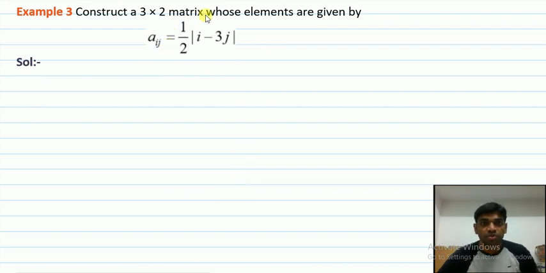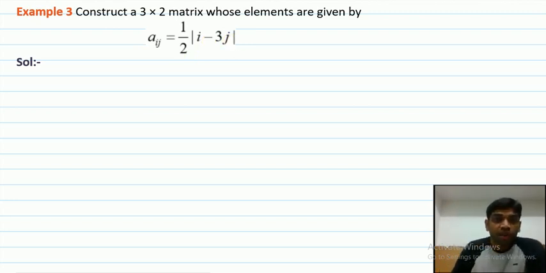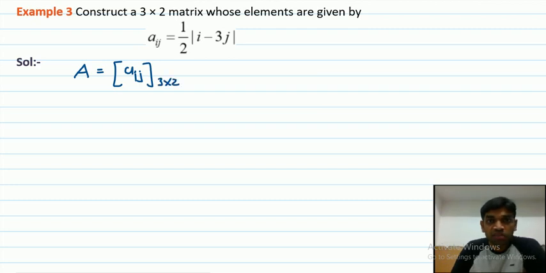Okay, construct a 3 cross 2 matrix whose elements are given by aij equal to 1 by 2 in the mode of i minus 3j. Well, first of all, if you want to create a matrix which is 3 cross 2, then the matrix is always like this: Aij 3 cross 2. We have 3 rows. This 3 denotes we have 3 rows, and 2 denotes we have 2 columns.